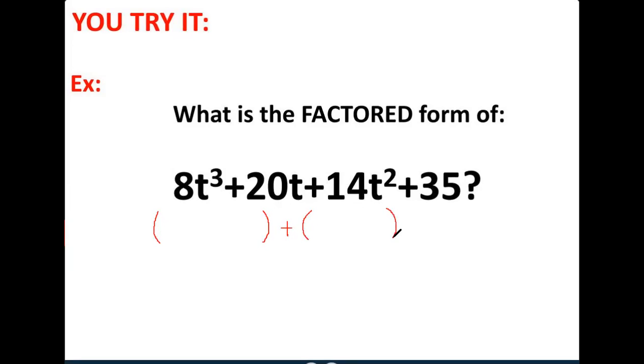the plus sign, then it will be 8t to the power of 3 plus 20t. In the second group, I have 14t to the power of 2 plus 35. Now 8 and 20. What is the GCF between them? You can find it directly. Both of them can be divisible by 4.